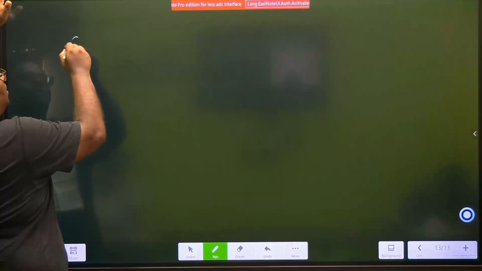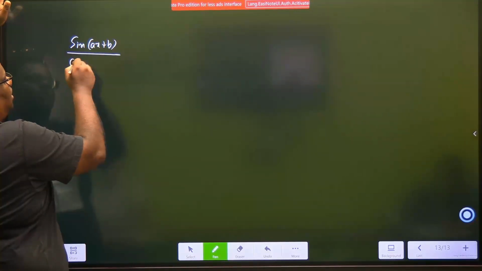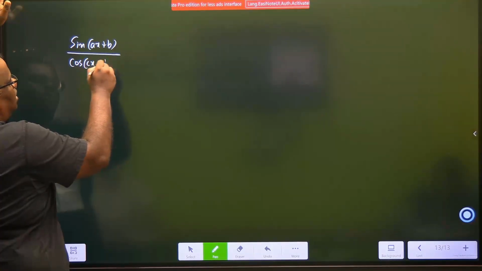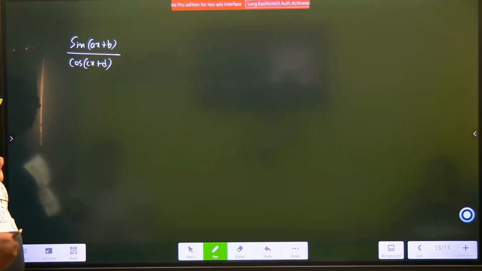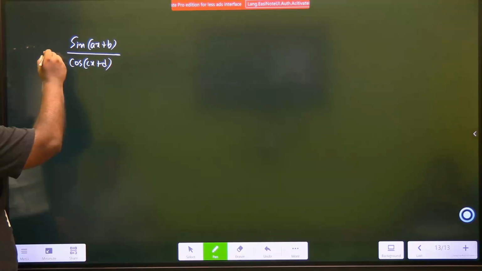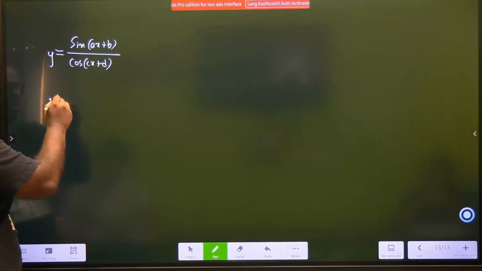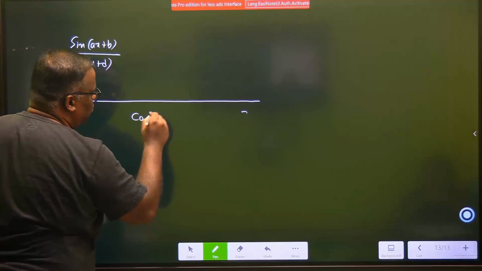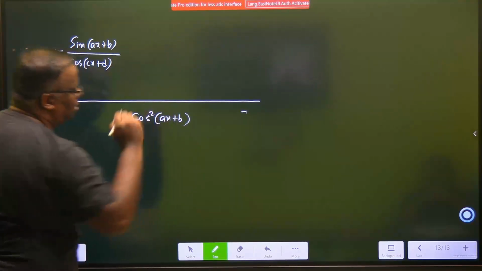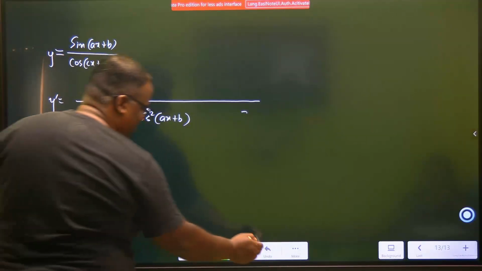Sine of ax plus b by cos of cx plus d. Do you have the guts to take it in one go? Can you solve it orally? We'll use the u by v formula. Don't worry, let's go step by step. Ready? You have that guts. Chal. g(x) whole square, f by g. So the bottom becomes cos square of cx plus d.